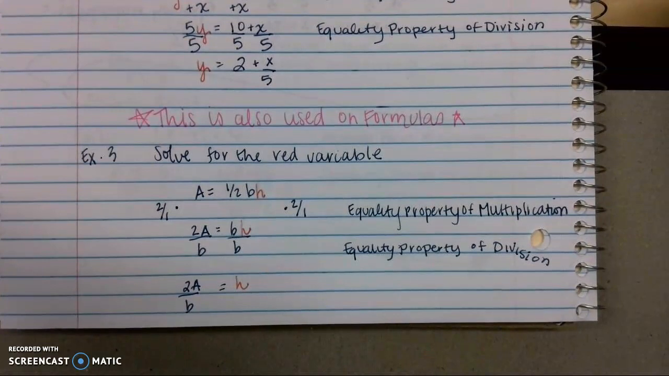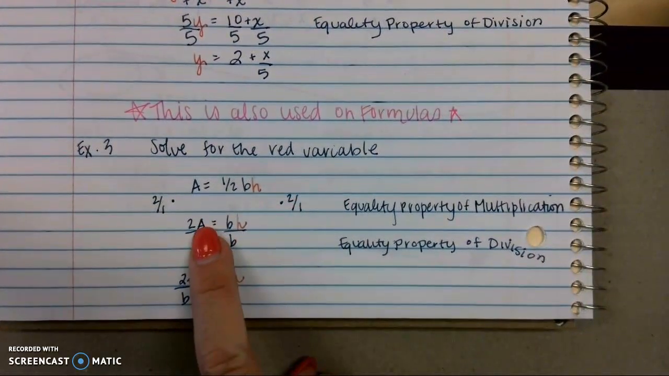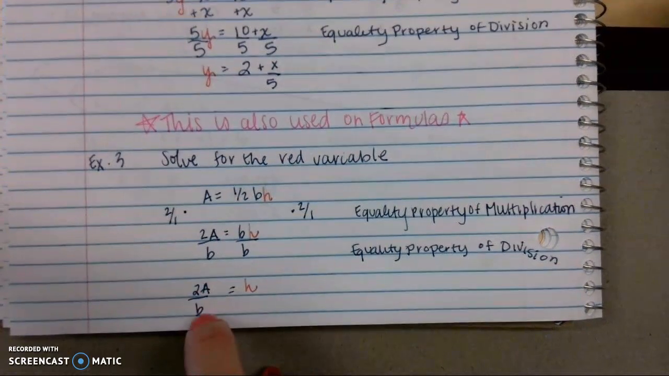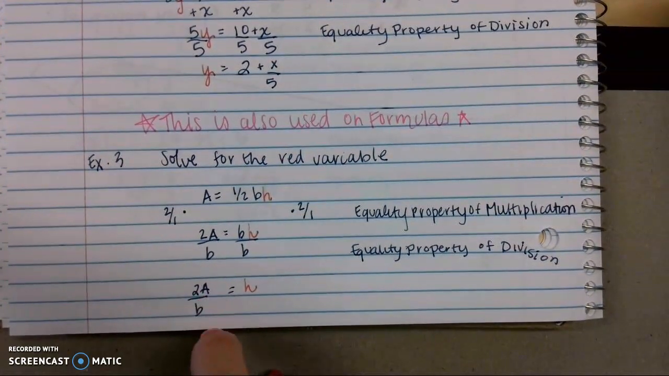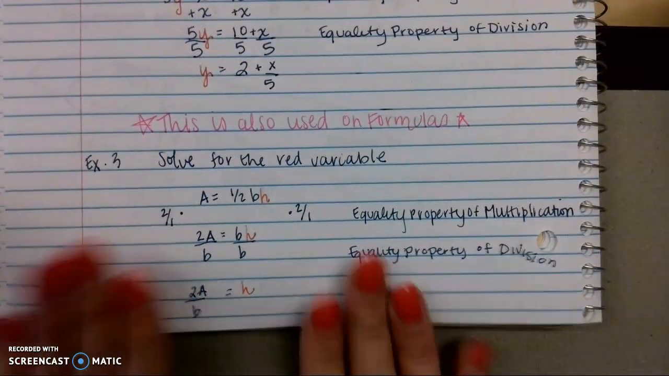Okay, so let's recap. We got rid of the 1/2. We multiplied both sides by 2. We divided by the base. The bases are going to cancel out, and I'm going to be left with 2 times the area divided by the base. Kind of crazy without any numbers, but it is the same process that you guys have been doing this whole time. Okay? Trust what you know.